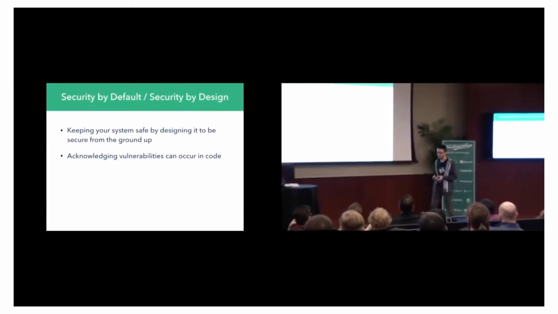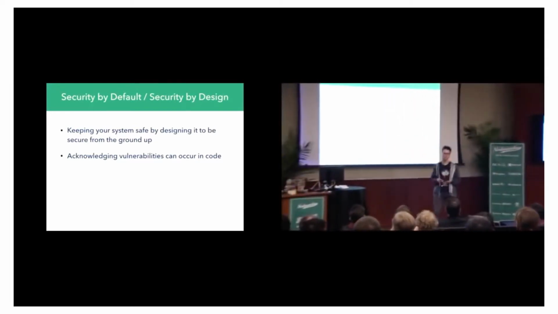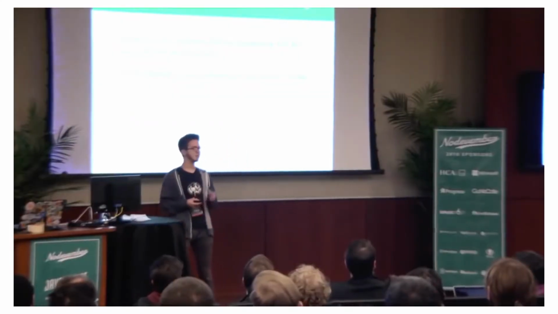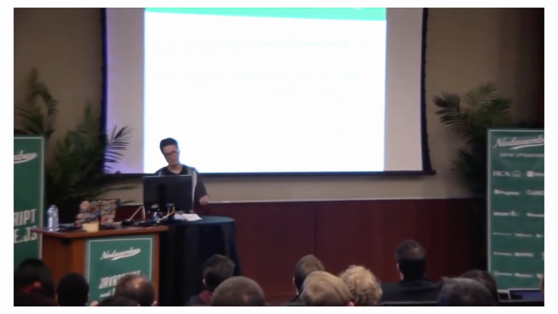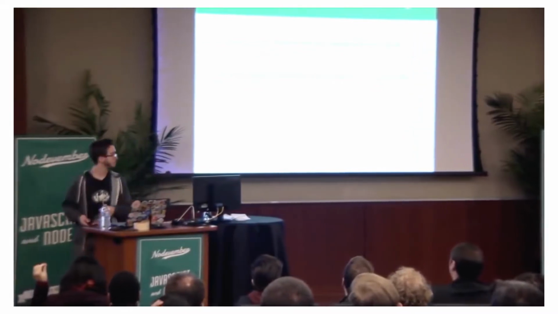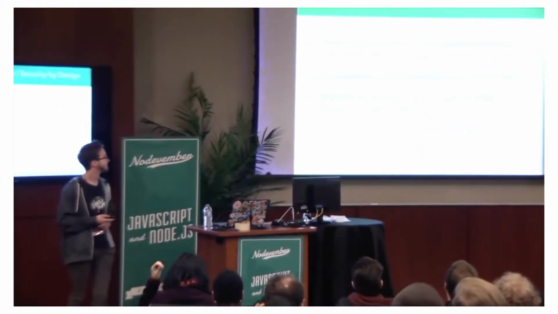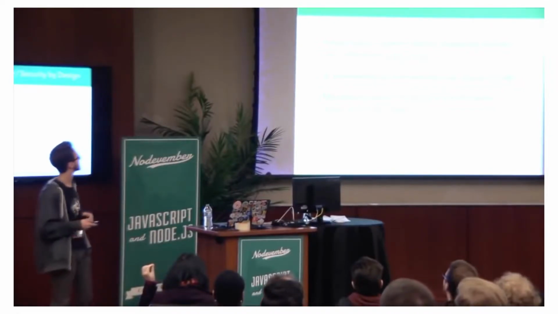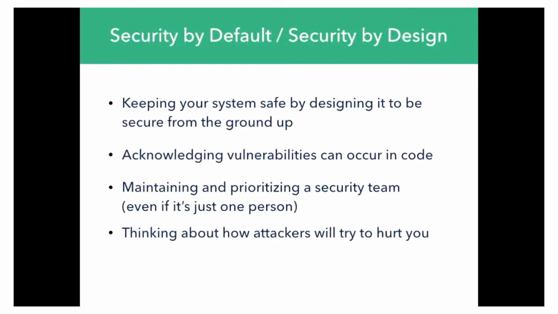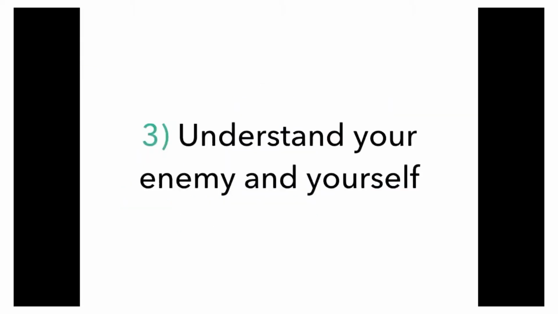But if you're in a smaller company and the people above you, or below you, don't think security is important while you're telling them to fix things, then that's obviously an issue, and we'll get into that a little bit later. So again, maintaining and prioritizing a security team, even if it's just one person, is a good thing to do, as is thinking about how attackers will try to hurt you. So that's great. Let's make sure we focus on this.